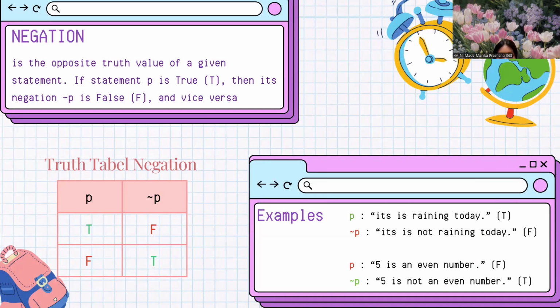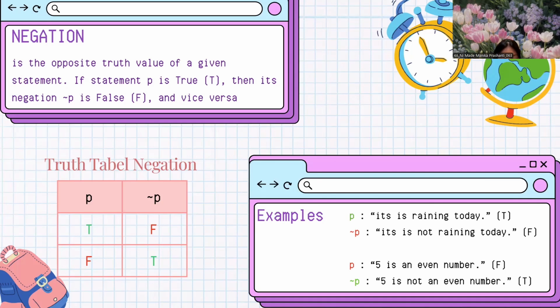After understanding what a statement is, we need to know how to flip its truth value. Negation is simply the opposite truth value of a given statement. In logic, we use the symbol not. If the original statement P is true, then its negation, not P, must be false. To make this easier to visualize, let's look at the truth table in the center. This is a standard tool in logic to map out all possible truth values.